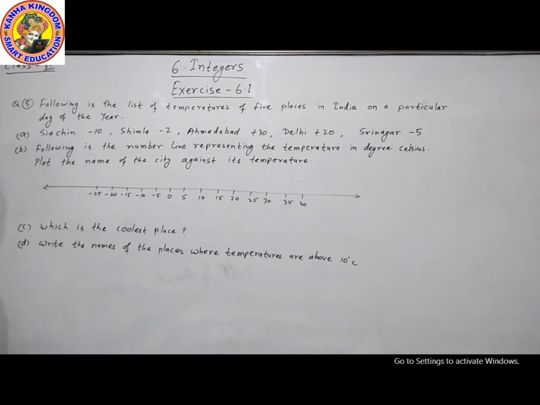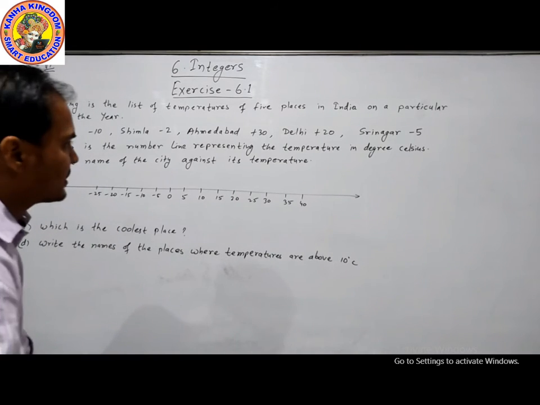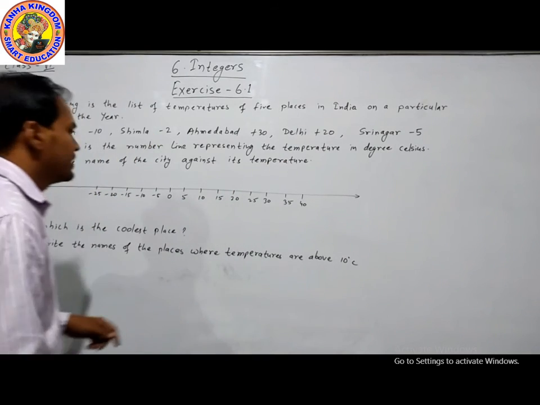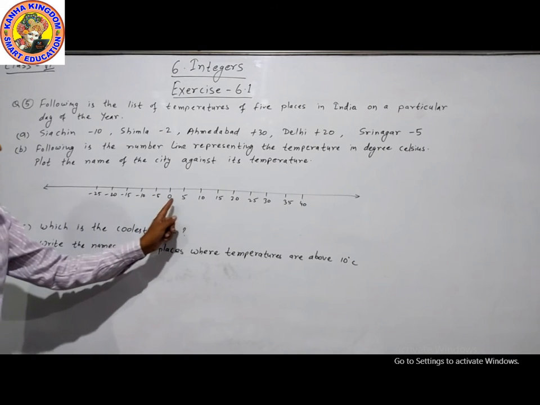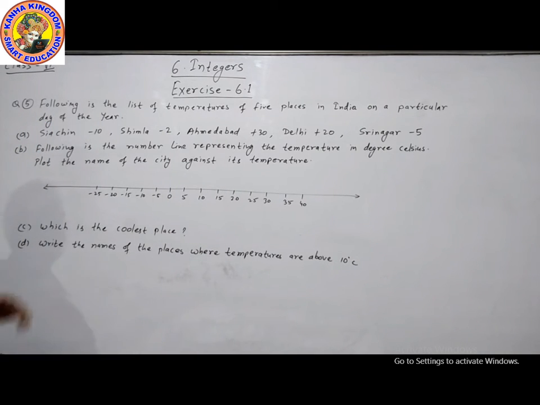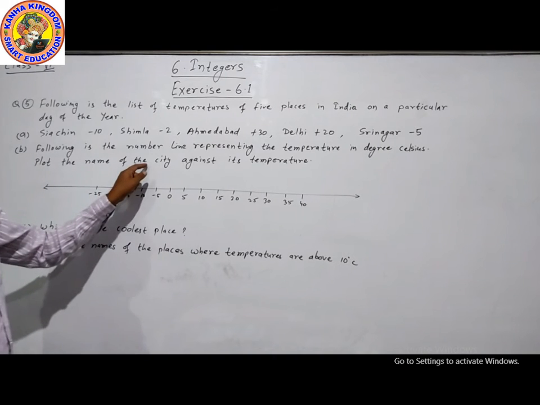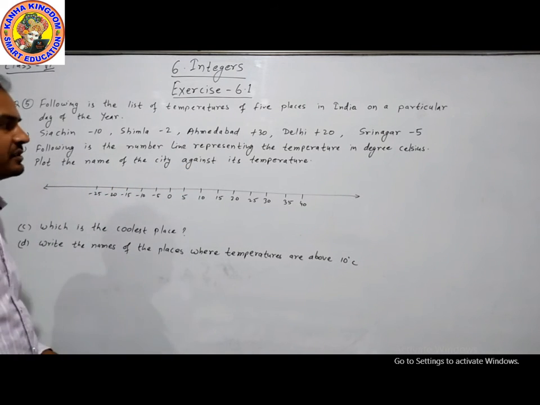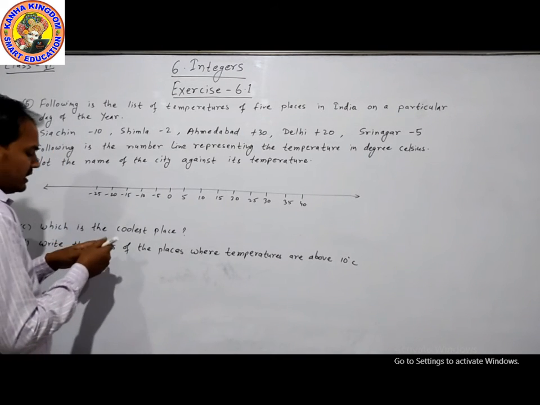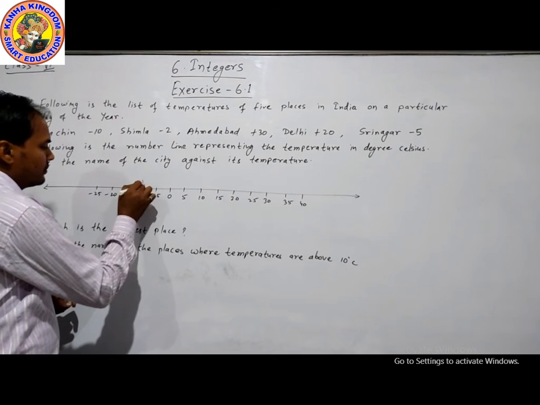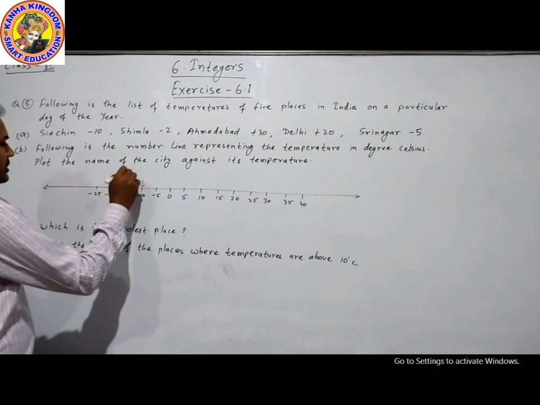Now taking part B. Following is a number line representing the temperature in degrees Celsius. Here is 0, these are the positive temperatures and these are the negative temperatures. Plot the name of the city against its temperature. In this number line we will place the city. First of all, Siachen minus 10. Here is minus 10. This is over Siachen.